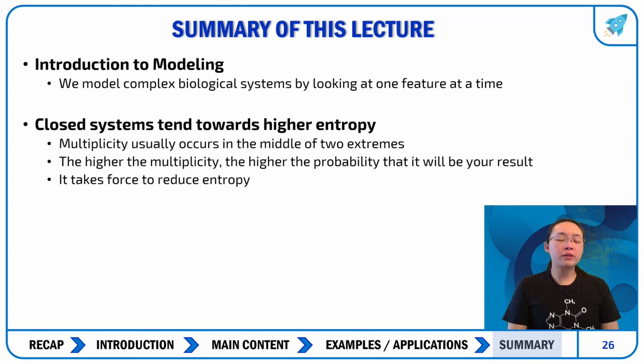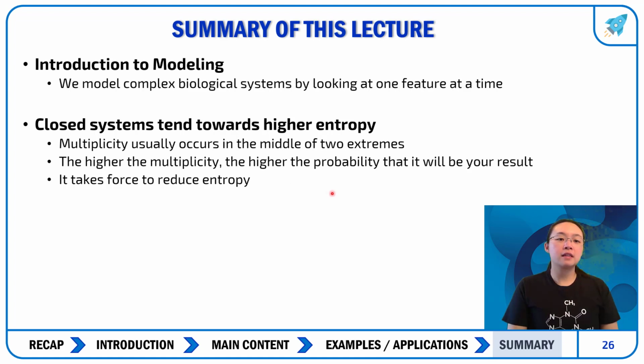So what did we learn today? We went through an introduction to modeling. Number one, we can model complex biological systems by looking at one feature at a time. And number two, which is the most important, if you have a closed system, it's going to tend towards higher entropy, and multiplicity usually occurs in the middle of two extremes. So that means the most probable multiplicity is going to occur in the middle, with that curve that we saw. The higher the multiplicity, the higher the probability that it will be a result.